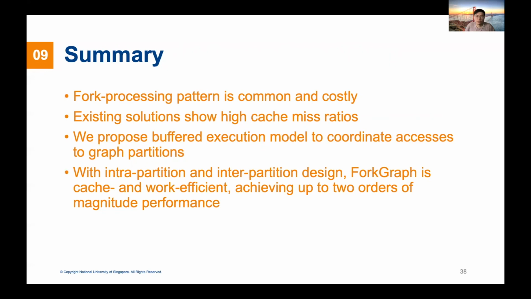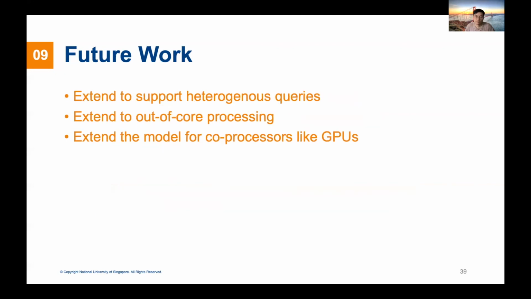In summary, FPP is common and costly. Existing solutions show a high cache miss ratio when leveraging inter-query parallelism. Therefore, we propose a buffered execution model to coordinate the access to graph partitions. Our system ForGraph can achieve up to 2 orders of magnitude better performance compared to other graph processing systems. As future work, we plan to extend ForGraph to support heterogeneous queries, to support out-of-core processing, and maybe coprocessors as well.